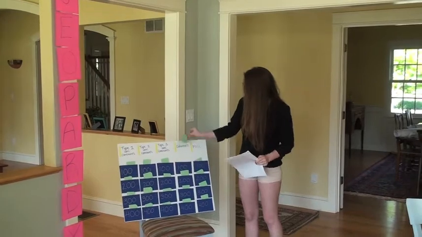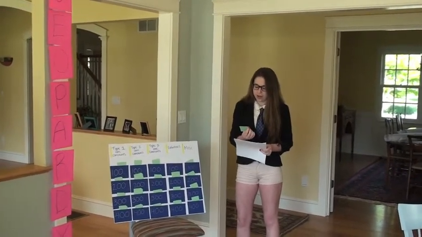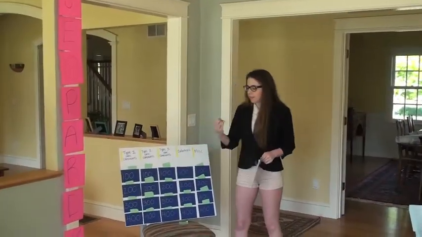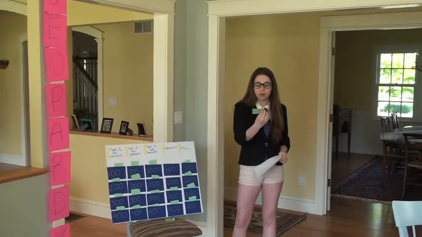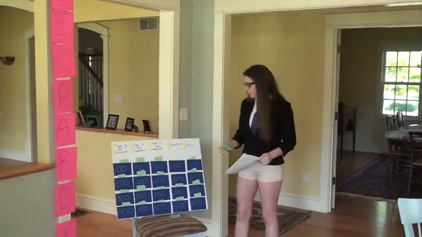Definitions for 100, please. This is a compound that contains a positive ion and a negative ion. What is binary ionic compound? Correct. Definitions for 200, please. This is a compound that results when a metal reacts with a nonmetal. What is an ionic compound? Correct.